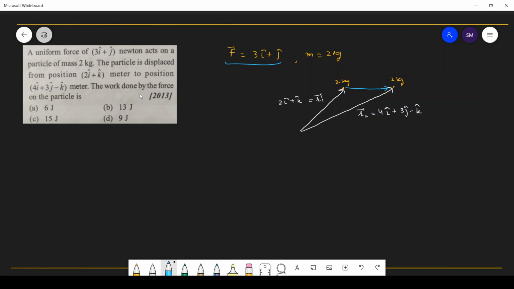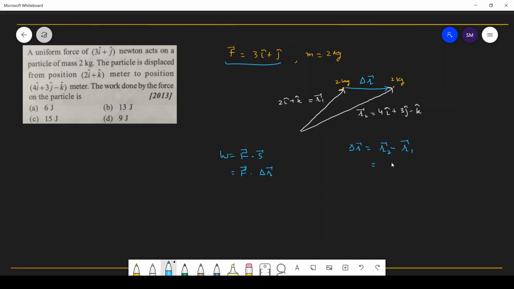Now you have to tell the work done. So what is work done? Work done is equal to F dot S, that's a dot product. Any problems? Can you do it? So what is the displacement here? That's delta R, displacement. Delta R is final position minus initial position. So it is F dot delta R, right?